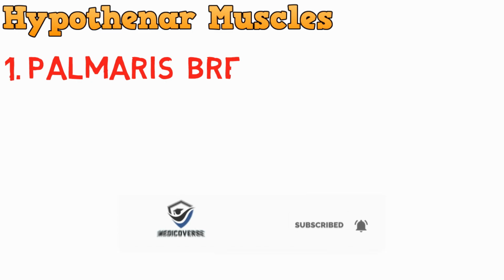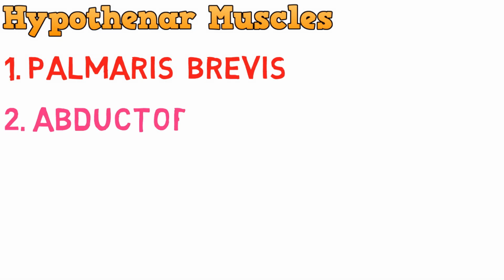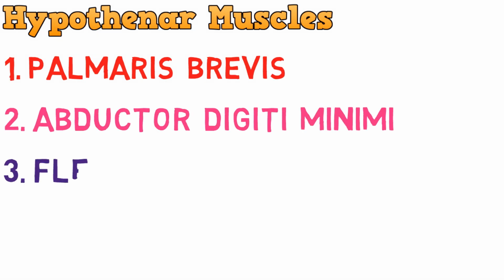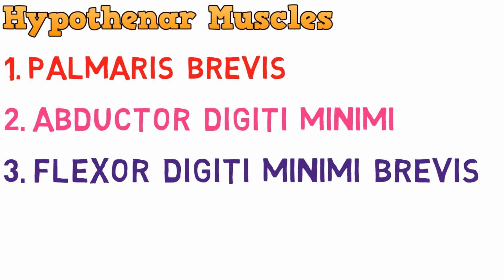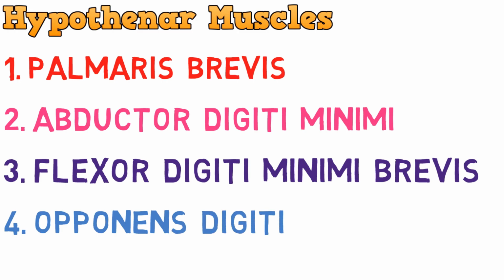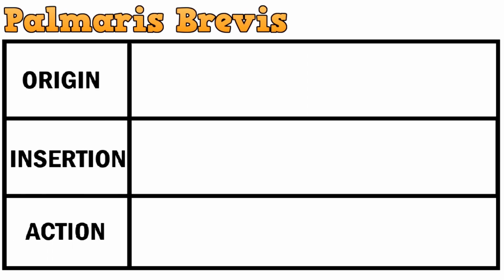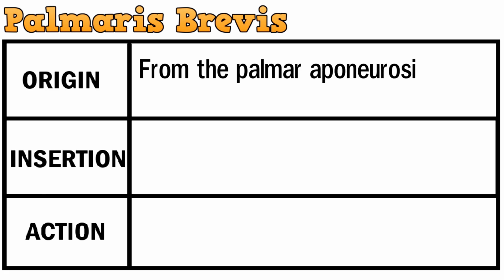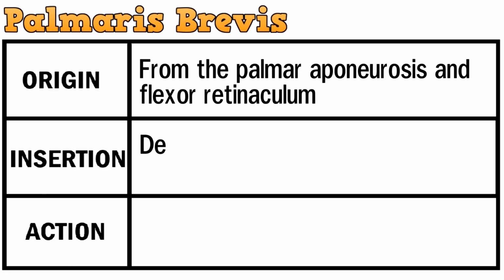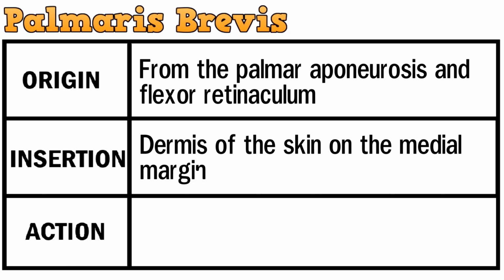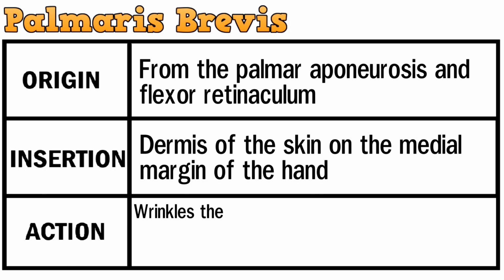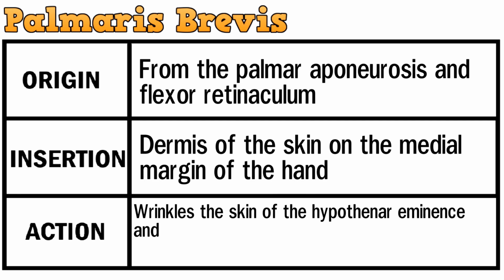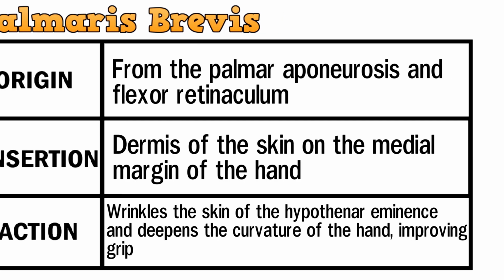There are 4 hypothenar muscles, which include palmar brevis, abductor digiti minimi, flexor digiti minimi brevis, and the opponens digiti minimi. Starting with the first muscle, the palmar brevis. It originates from the palmar aponeurosis and the flexor retinaculum, and gets inserted to the dermis of the skin on the medial margin of the hand. This muscle wrinkles the skin of the hypothenar eminence and deepens the curvature of the hand, improving grip.